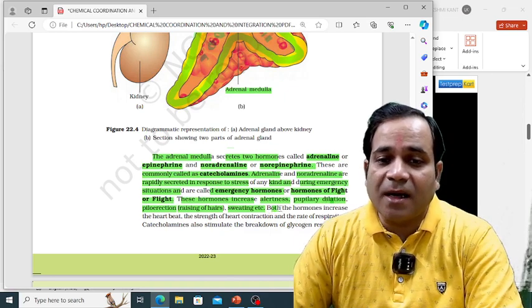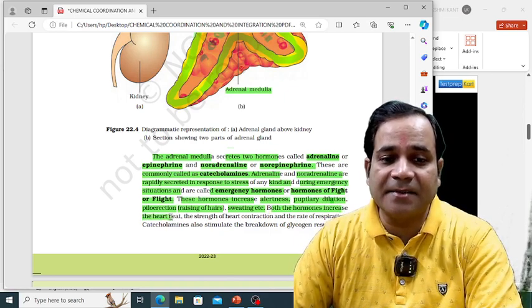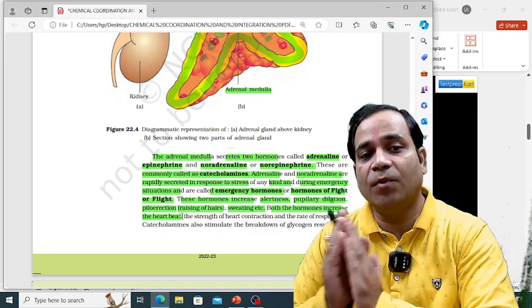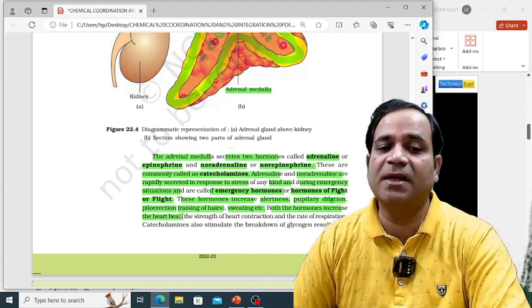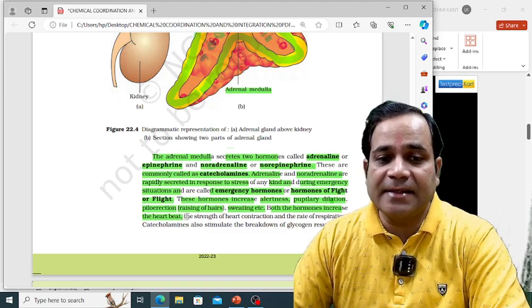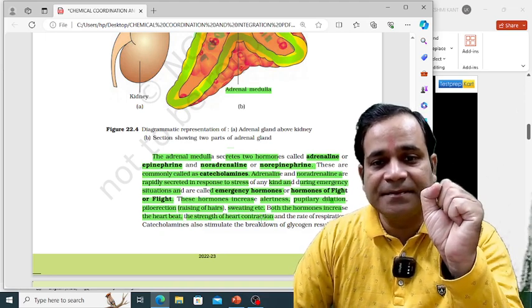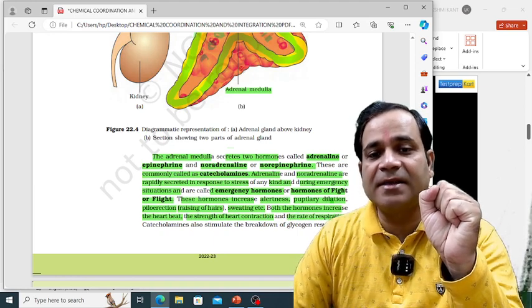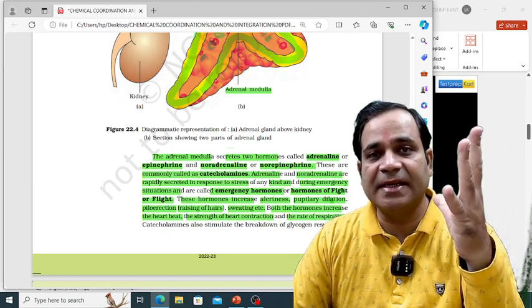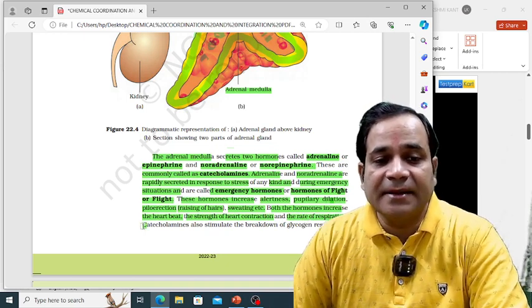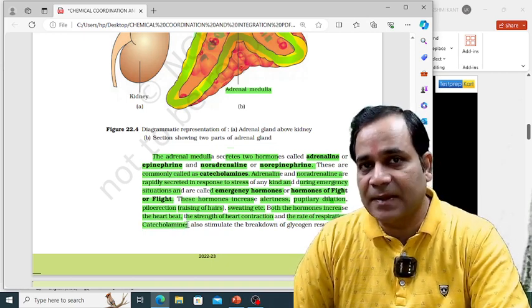Now see, both hormones, either adrenaline or noradrenaline, increase the heartbeat. Both increase what? Heartbeat. And the strength of the heart contraction and the rate of respiration increase. The next thing that is important to understand here is catecholamines.